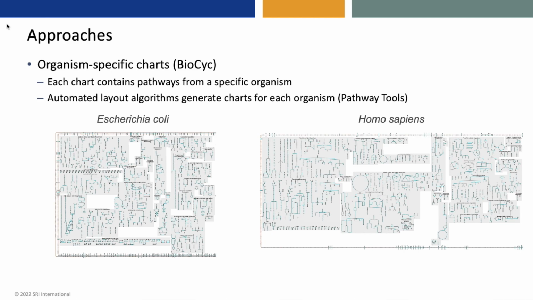Now the final approach is the approach taken by BioCyc, and it is to create organism-specific metabolic chart diagrams, where each chart contains pathways from a single specific organism. And thus, because one could want to analyze thousands of organisms, one needs automated layout algorithms that generate charts for each organism. That's the approach we take in Pathway Tools. And here we're looking at the pathway diagrams for E. coli and for humans, which, as you can see, have fairly different content.